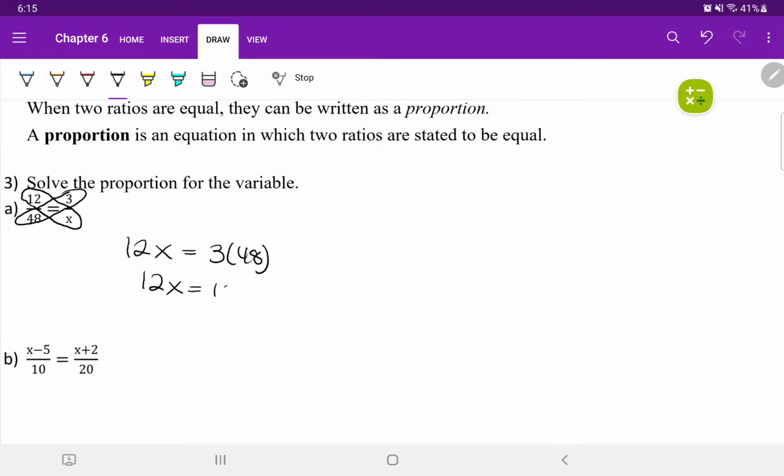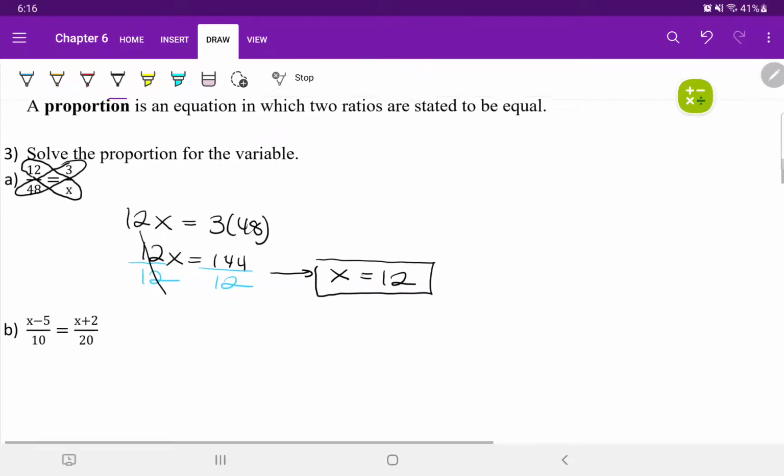We want to get x by itself after that. So we're going to divide both sides by 12. That simplifies out. X is equal to 12. And that is the answer for the variable, or 3a, excuse me. 3b, you're going to follow the same thing as we did in 3a, except you must be more careful.